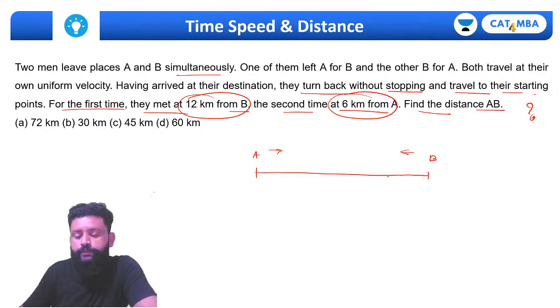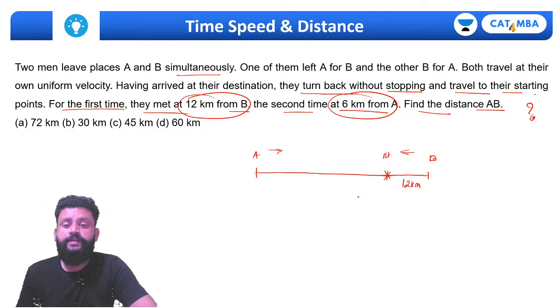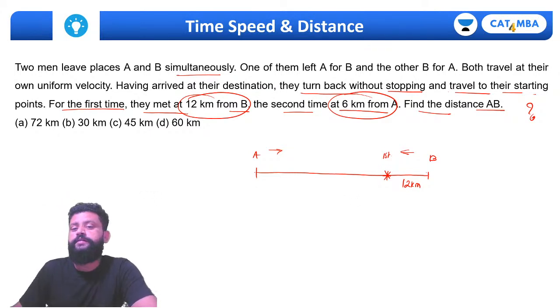So I'll mark the meeting points. First time they met at 12 kilometers from B, and second time they met at 6 kilometers from A. This is the second time they meet.